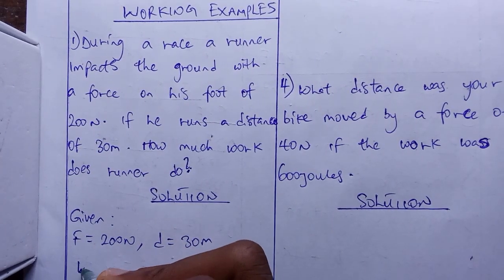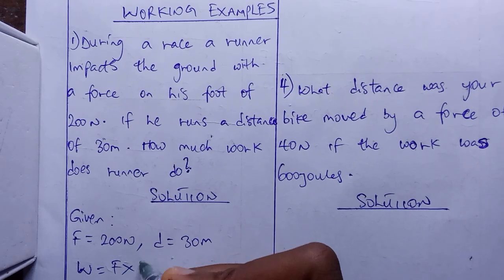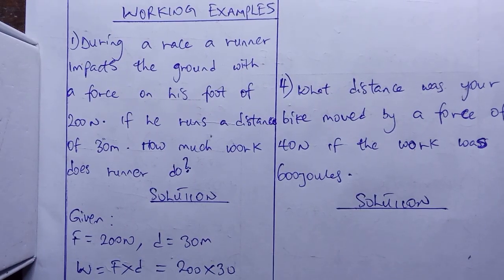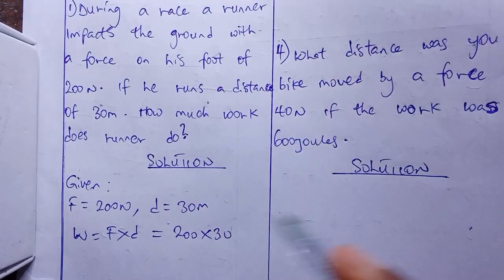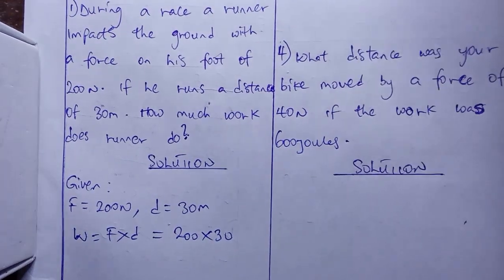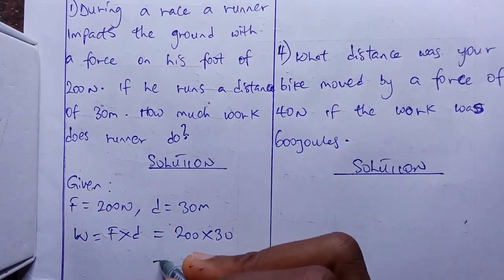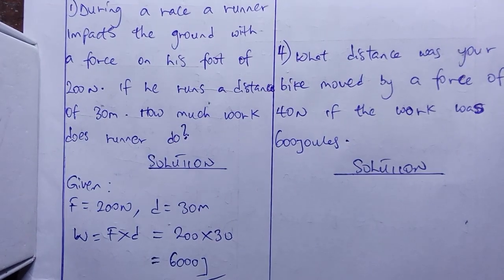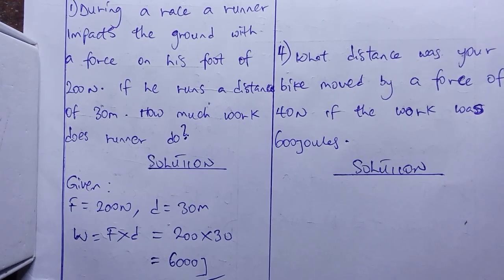So work done W equals force times distance, which is 200 times 30. So our work done is 6,000 joules. We are done with this first example. Very easy. Let's go to the second example.